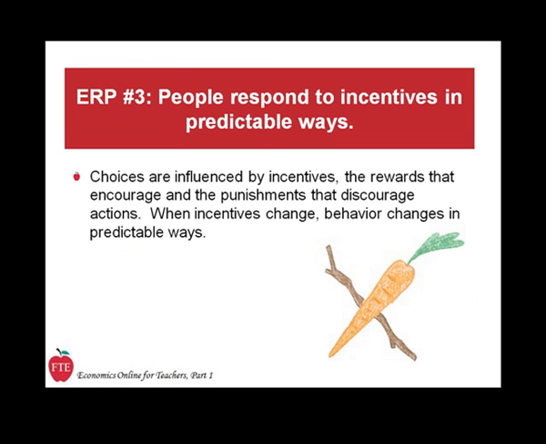The third piece of the human decision-making puzzle is incentives, the rewards and punishments that weight the cost-benefit equation and encourage people to choose one alternative over another. To paraphrase economic reasoning proposition number 3, incentives matter.